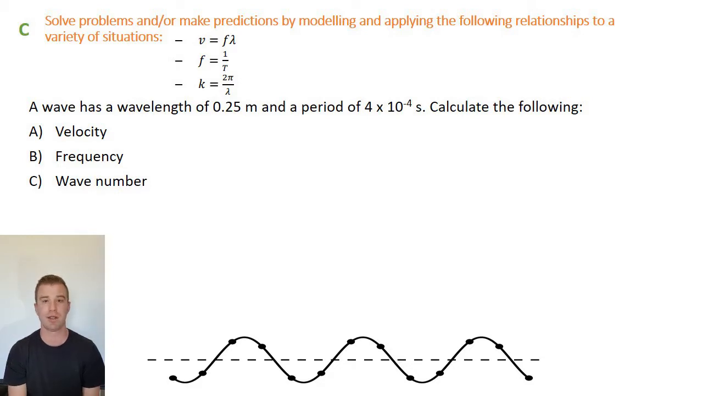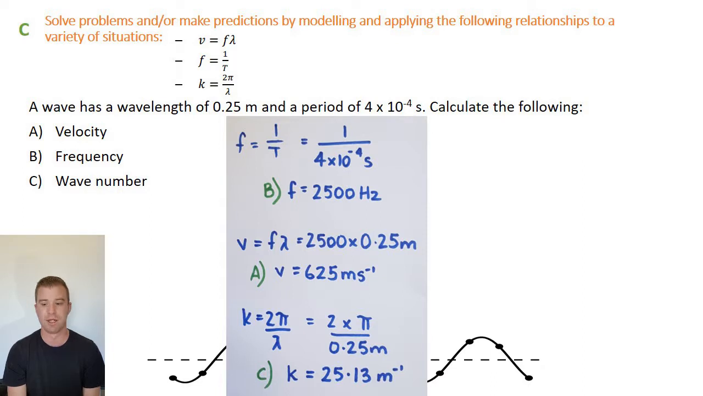You can find the frequency by using F equals 1 over T. 1 divided by 4 times 10 to the negative 4 seconds, and your frequency is 2,500 hertz. Now, to find the velocity, which is A, you do V equals F lambda. 2,500 hertz, which is what we just found, times 0.25 meters, and the velocity is 625 meters per second. Now, to work out the wave number C, you just do K equals 2 pi over wavelength, and substitute where appropriate, and you'll get K equals 25.13 per meter.